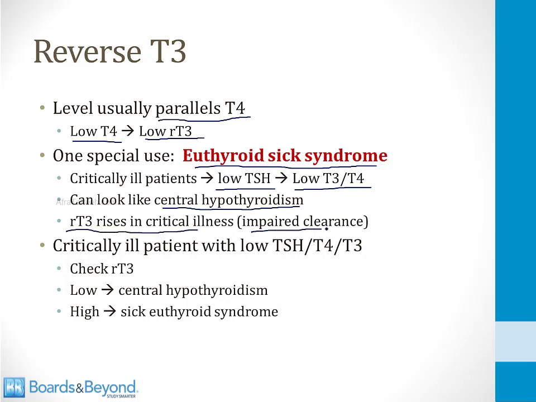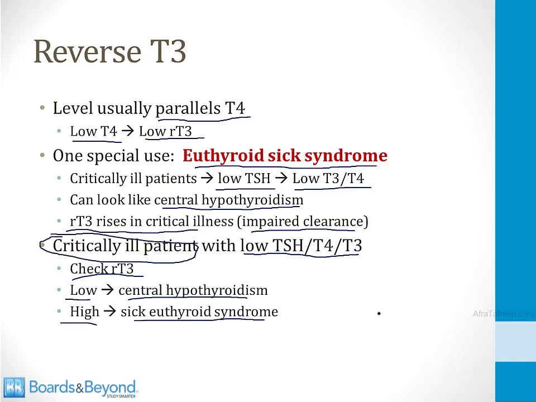Its clearance is impaired. Therefore, if you have a critically ill patient who has a low TSH and T4 and T3, you can check the reverse T3. If it is also low, then that patient has central hypothyroidism and you need to look for some type of central nervous system tumor. If the reverse T3 is high, then that patient has the sick euthyroid syndrome, and you can just treat the critical illness and the sick euthyroid syndrome will go away.